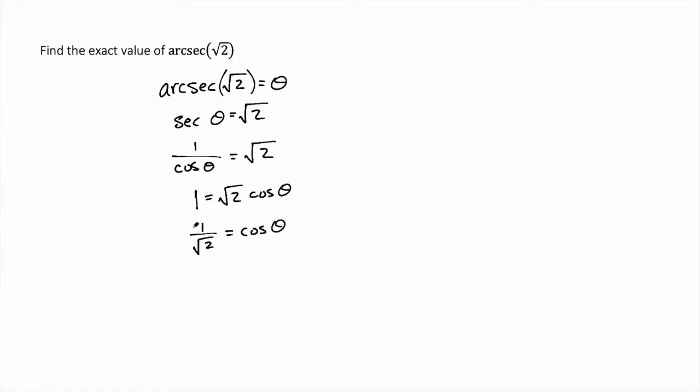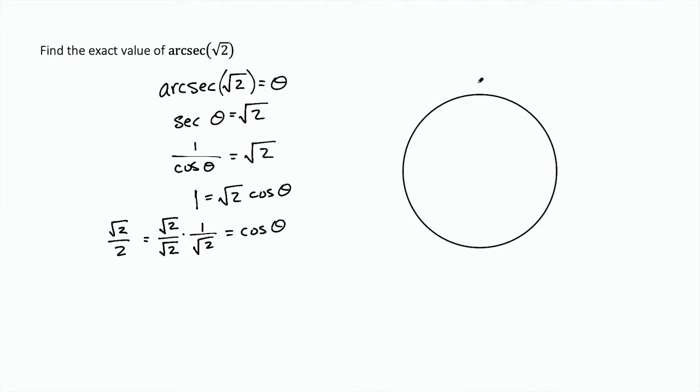Now, this never shows up on the unit circle, but on the unit circle, everything's rationalized. So if we multiply by root 2 over root 2, we get root 2 over 2. And that certainly does show up on the unit circle, right? So we have a circle, and when cosine is square root of 2 over 2, well, that happens here at pi over 4 and at 7 pi over 4.